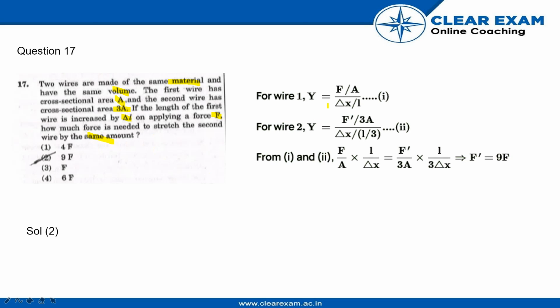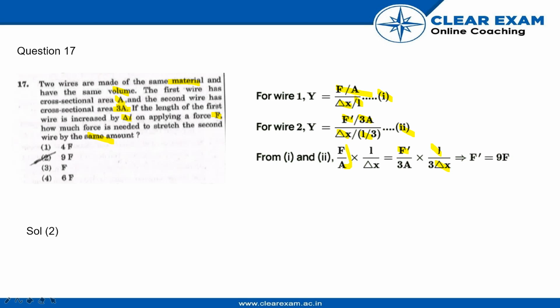So for wire 1, Y is equal to F upon A upon delta L upon L, which is equation number 1. And for wire number 2, F dash, which we have to calculate, upon 3A, since the cross-sectional area of the second wire is given as 3A, upon delta L upon L by 3. So when we equate both of these equations, we have F upon A into L upon delta L is equal to F dash upon 3A into L upon 3 delta L.